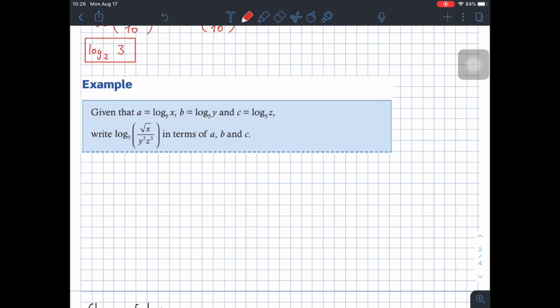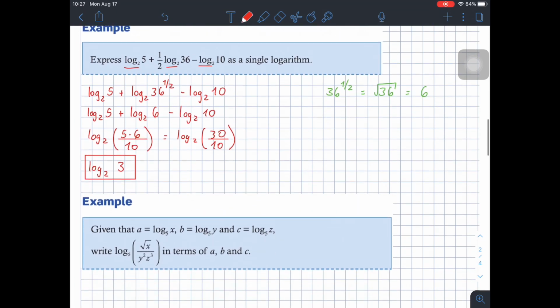What I will try to do is disarm this until I get all of these terms, which I can rewrite as a, b, and c, right? Which is what I'm being asked in this exercise. So that's what I'm going to do. I'm going to try to disarm all of this single logarithm into multiple logarithms. I'm going to do the opposite of what I did in this example.